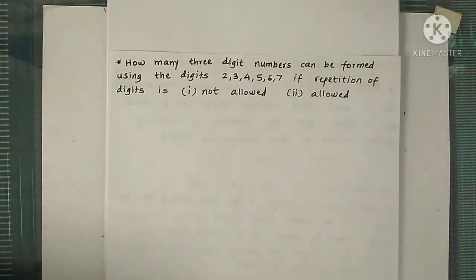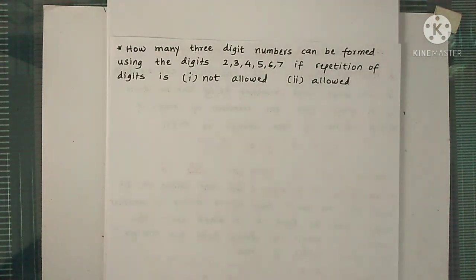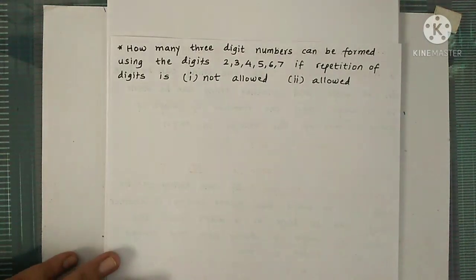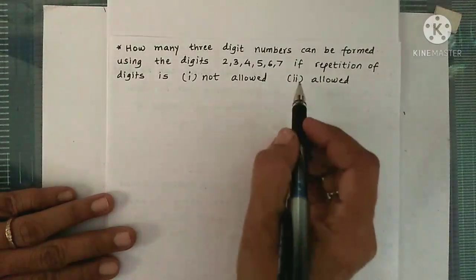Now let's consider the second one. How many 3-digit numbers can be formed using the digits 2, 3, 4, 5, 6, 7 if repetition of digits is not allowed? That means a number such as 3, 3, 4, where 3 is repeated, is not allowed. And in the second case it is allowed. So the number may be 4, 4, 4, where 4 is repeated all the time, so all three digits are 4. Or 454, where 4 is repeated twice. Such numbers are allowed in the second case.